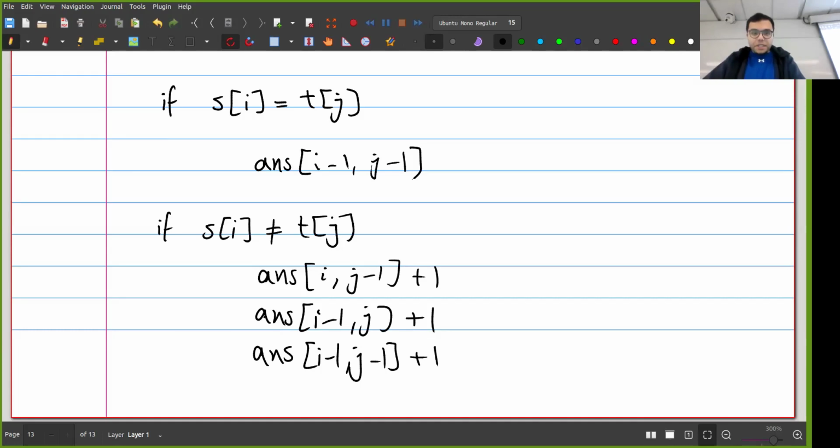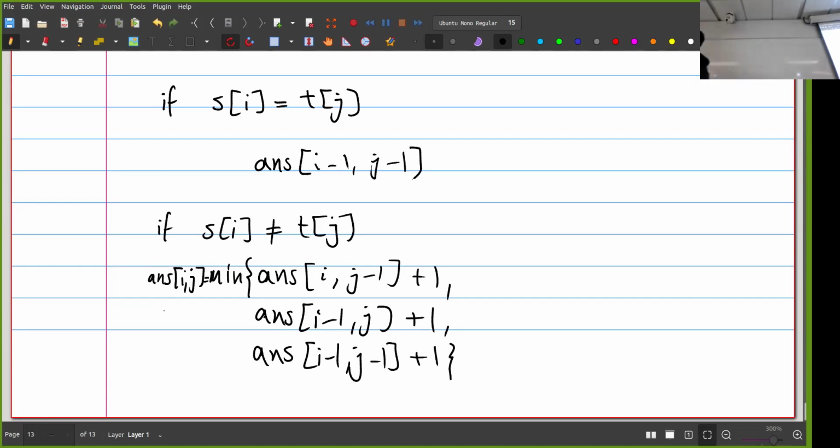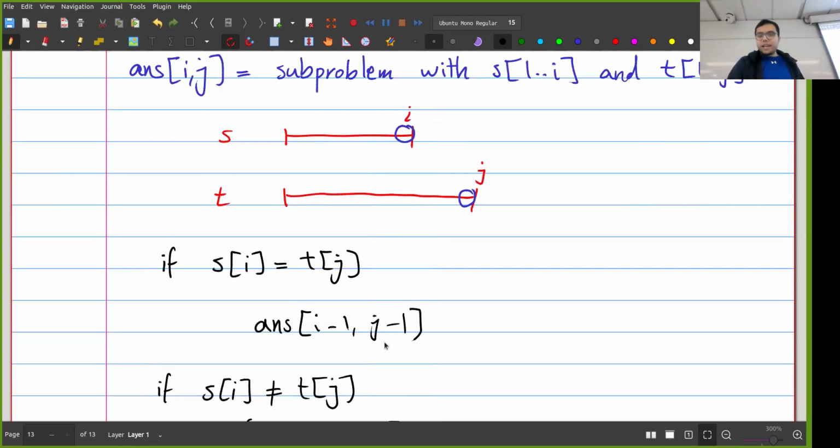Now, of course, my final answer is going to be the minimum of all of these because I want to do as few operations as possible. So I'll take the minimum of these and I say this is going to be the answer for IJ. Okay. But here's the thing, we have to be careful. When the last letters are equal, when Si is equal to Tj, if I just say I will always match them, is that always optimal?